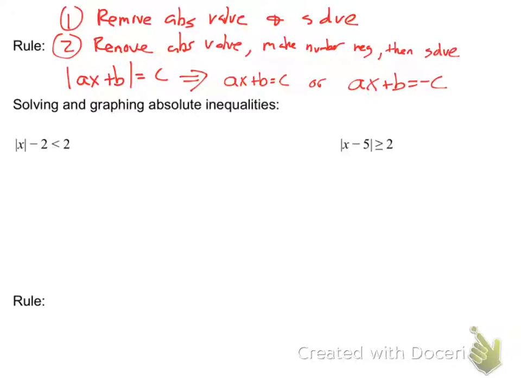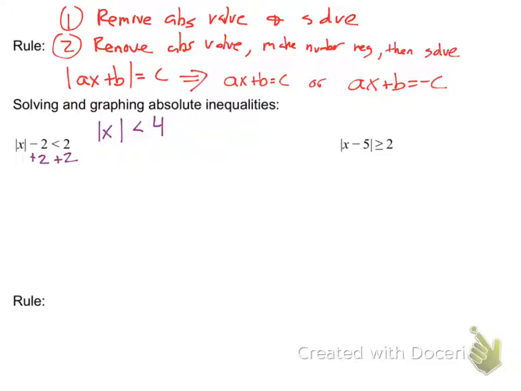So if I had to isolate, in this case, the absolute value of x minus 2 is less than 2, how can I isolate the absolute value by itself? Add 2. Oh, not x. Add 2 to both sides. And we get the absolute value of x is less than 4. You guys agree with this?